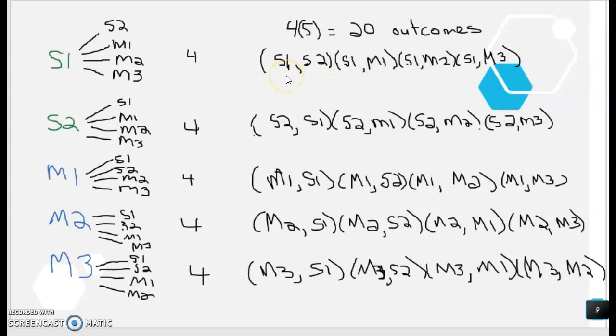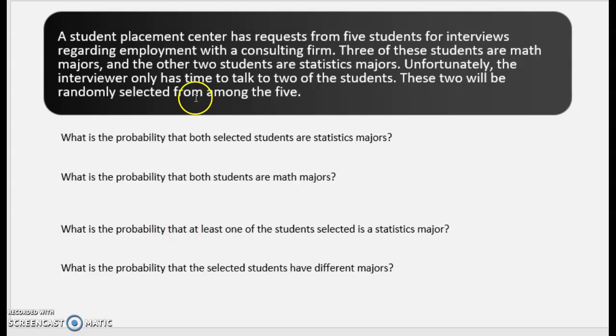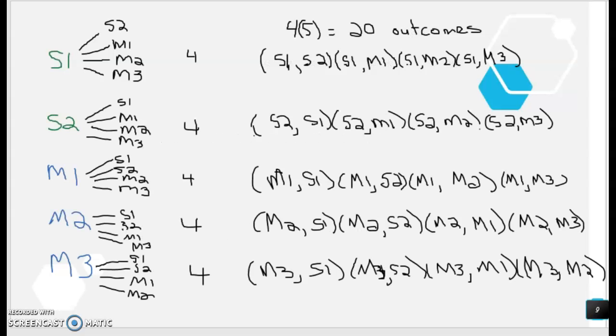And then I just went ahead and listed it out for you here as well. Okay, and I'll come back to this. But S1, S2 would be both statistics students were drawn. So let's go back to the slide and see what our questions are asking. What's the probability that both selected students are statistics majors? So if both selected students are statistics majors, let's go back to our slide that shows all the sample space.